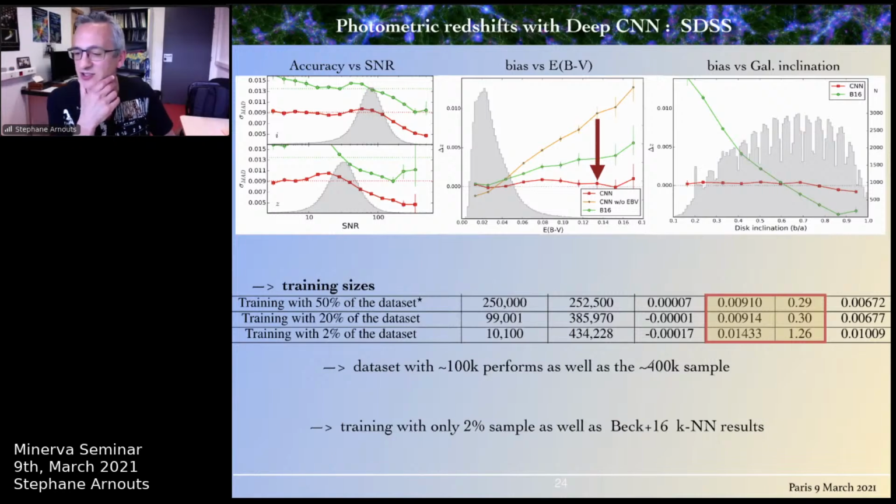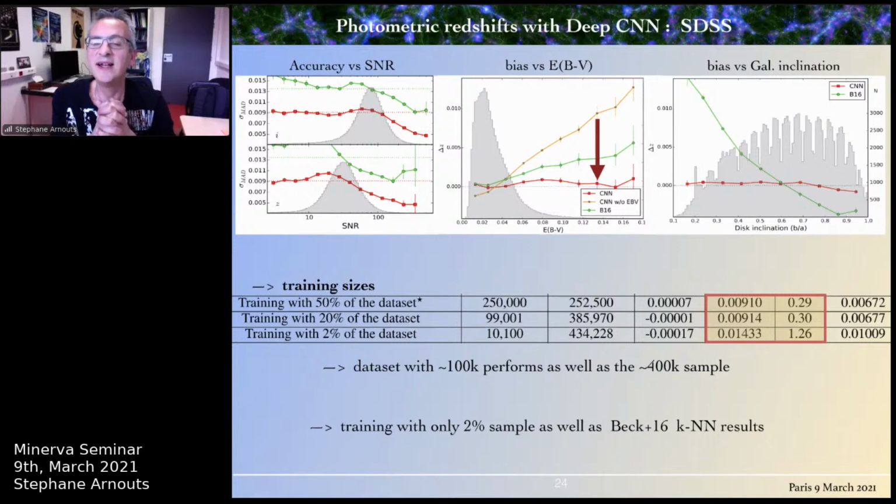And since the sample is very large, we can explore how it behaves with different properties. So basically what you see, in green is always the result from Beck 2016, and in red is our result from our CNN. And what you can see, as a function of the signal to noise of the images, is that obviously you have a big gain. The error decreases quite a lot with the high signal to noise images.